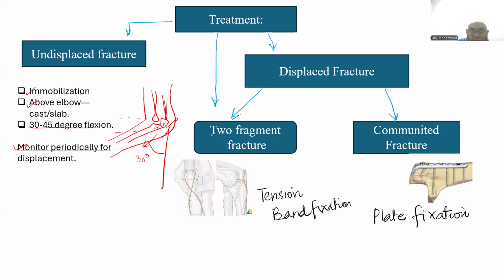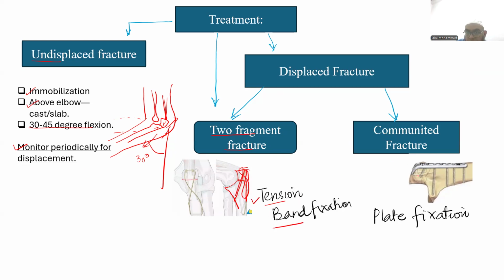Then if the patient has a displaced fracture which is only one or two fragments, a very simple type of fracture, if you see here, this is a two fragment fracture. So what we can do is put the K-wires and put the SS wire. This is called tension band fixation. I'll be telling more about this in the last slide.